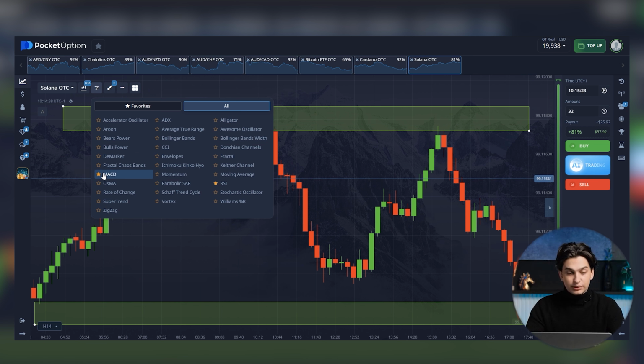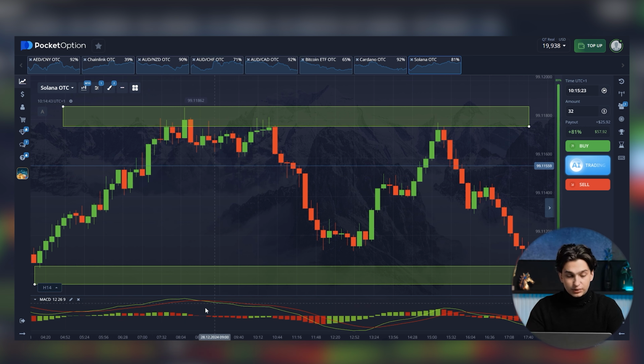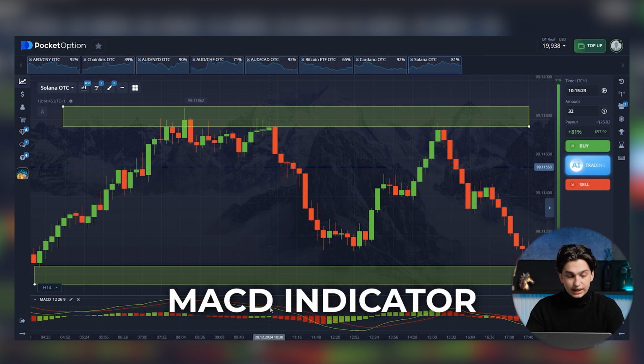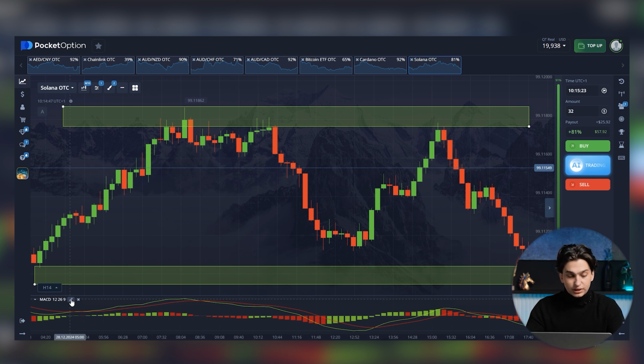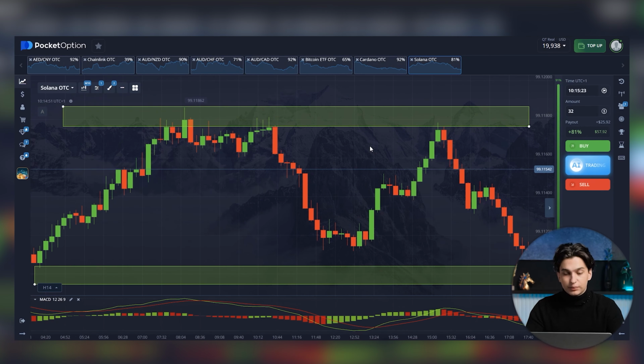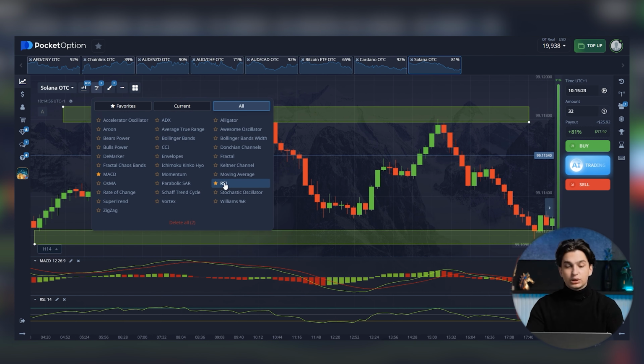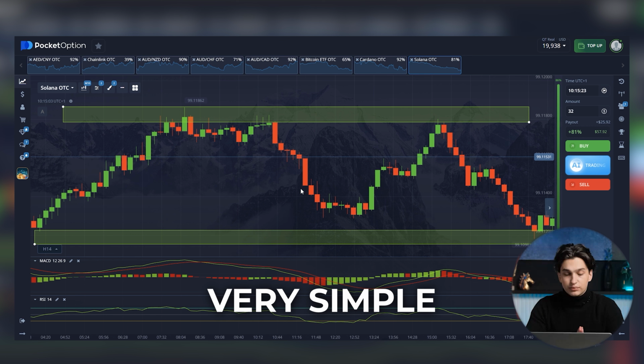How do we do this? We go to the Indicators section and select MACD. We see an additional indicator appearing at the bottom of our main chart, and that is the MACD indicator. Here we can adjust it, but I recommend leaving the default value. We won't dive into that right now. We also need to add a second indicator, the RSI. These are considered 2 of the most classic and effective indicators that work very simply.